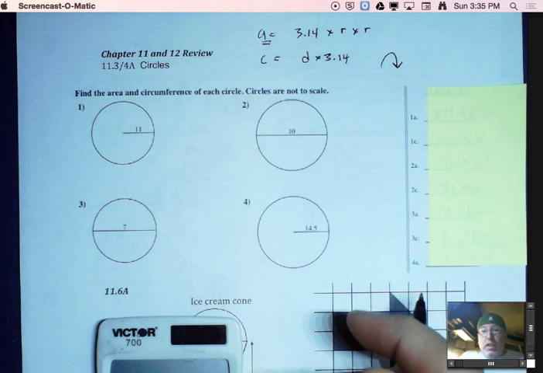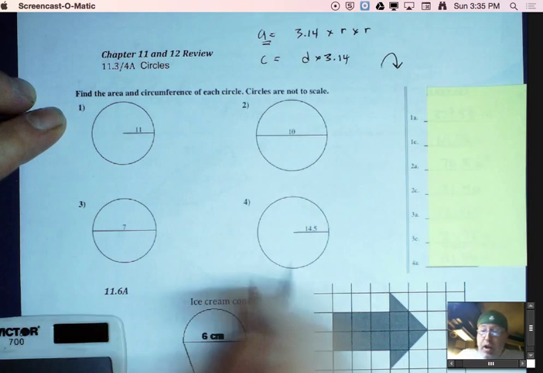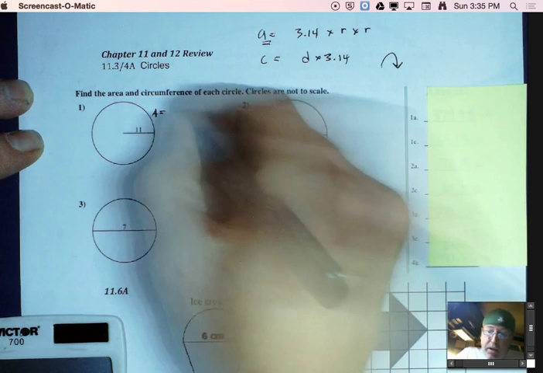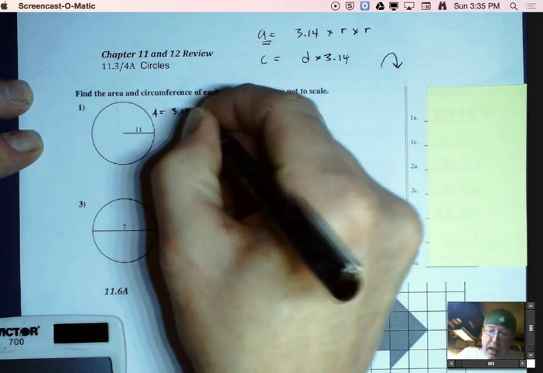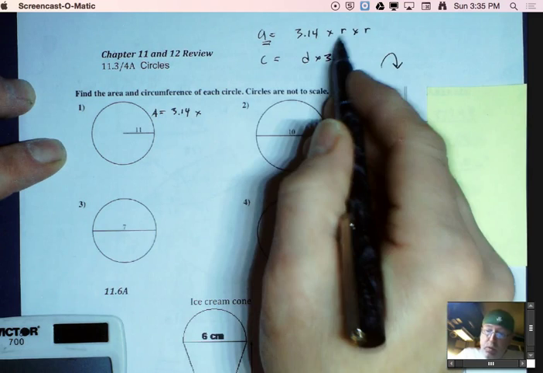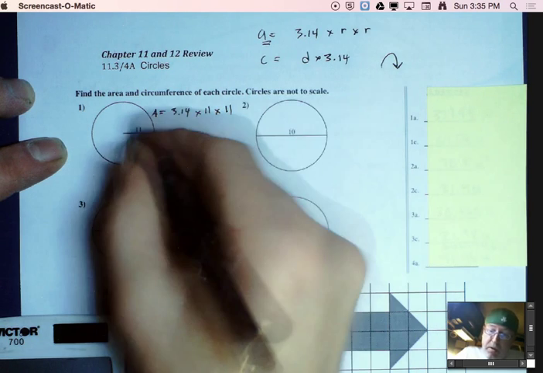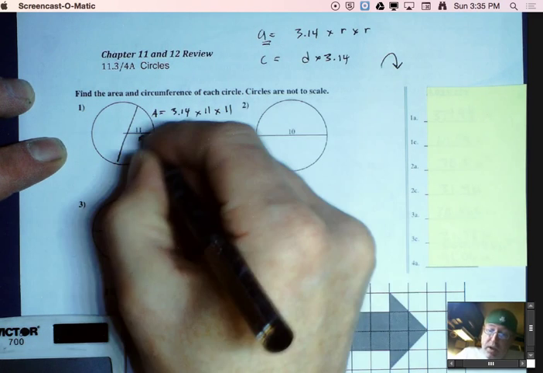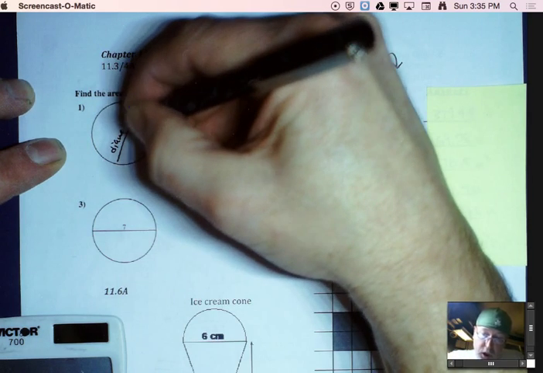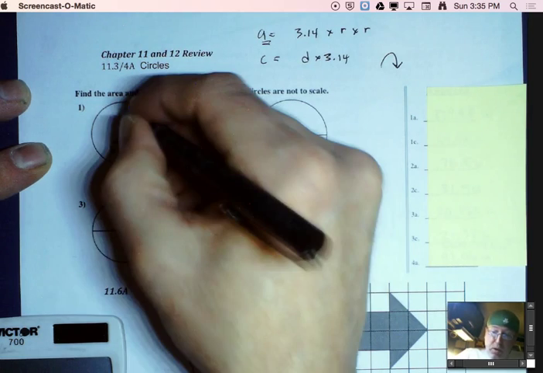All right, let's jump right in. The first one here, we need to find the area and circumference of each circle. So I'm just going to write A equals 3.14 times the radius for the area, so that'll be times 11, because remember, the radius is 11, that's the short one, it's the short word. The diameter is the long one, and it's the long word. So the diameter here is going to be 22.